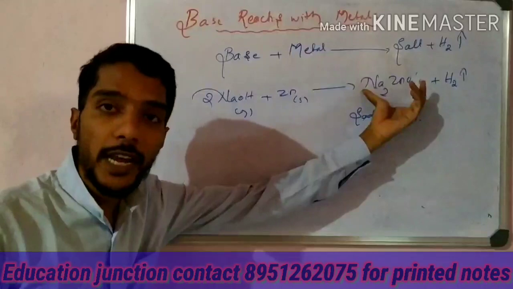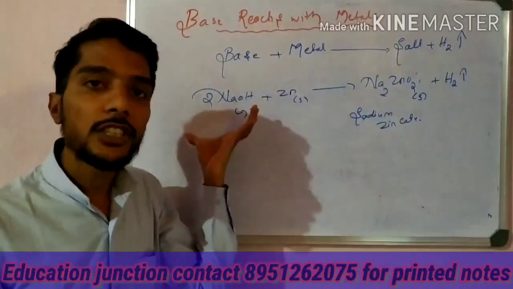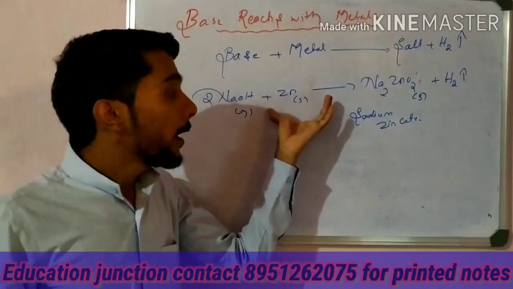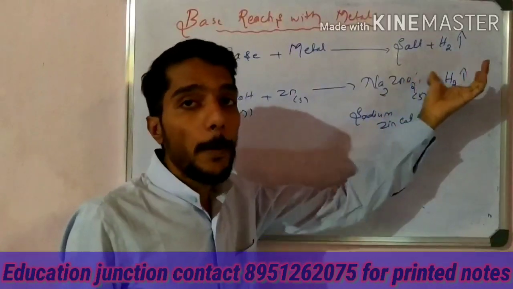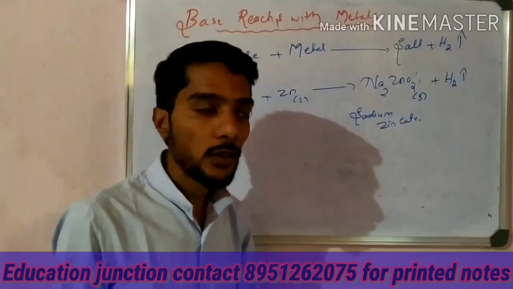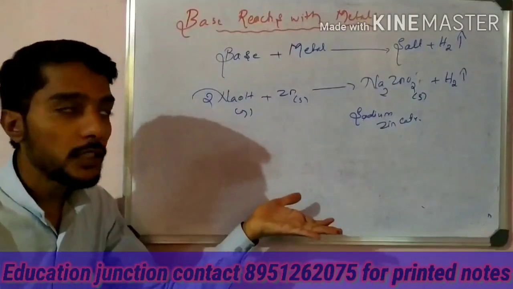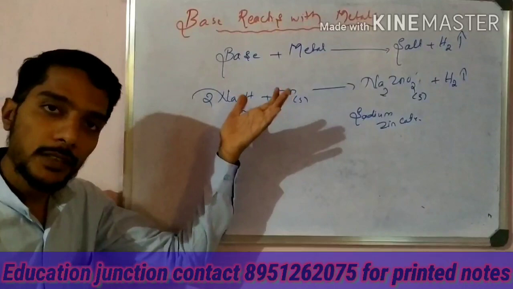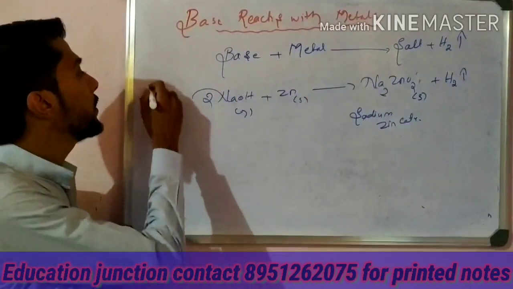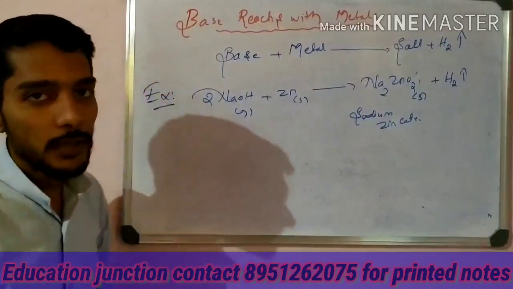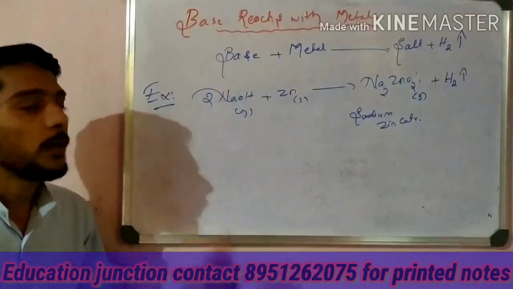it forms sodium zincate, salt of sodium zincate, and hydrogen gas is liberated, and the reaction is 2NaOH plus Zn gives Na2ZnO2 plus H2 gas is liberated, students. So that is a very important reaction you have to remember. My conclusion is, when base reacts with metal, it also forms salt and hydrogen gas. For example, when base reacts with zinc, students, one example is enough for you. So that is very important, you have to remember it.